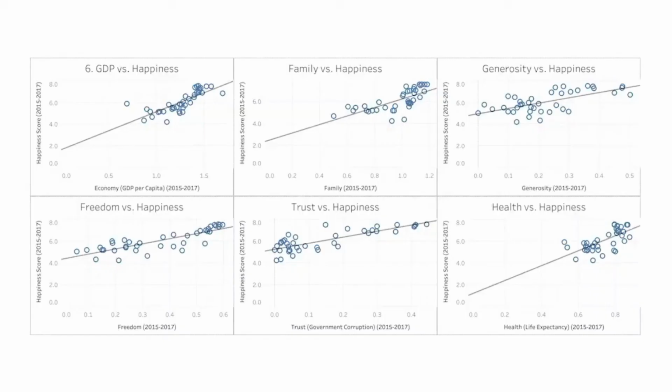To explore these options, let's return to our world happiness example. Say your stakeholders were interested in only a few of the topics that affect overall happiness. Filtering for just gross domestic product, family, generosity, freedom, trust, and health, and then creating individual scatter plots for each would make this possible. You can also use filters to highlight or hide individual data points.